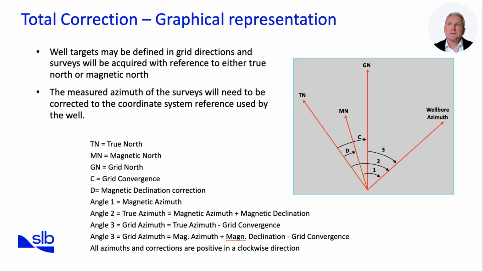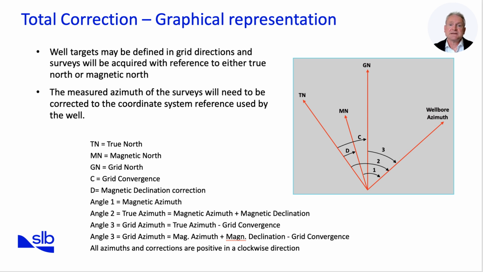Here is a visual of the correction process. Imagine three different norths: magnetic north, true north, and grid north. The measured azimuth begins with magnetic north, then shifts to true north once declination is applied. Finally, after subtracting convergence, we arrive at grid north, which is the reference for most geological targets. Visually, it's like rotating the compass needle step by step until it matches the grid overlay on your map.